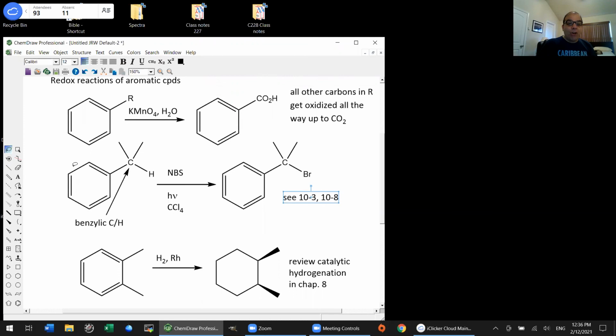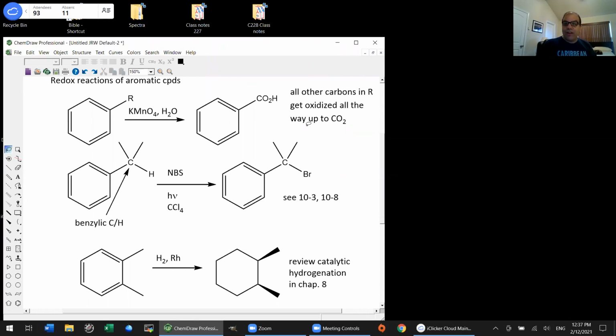But that's not a new reaction. We talked about that one back in chapter 10. So please do go back and review that. That also, by the way, counts as an oxidation reaction, because we're replacing a bond to hydrogen with a bond to an electronegative element. So anytime we replace bonds to hydrogen with bonds to halogens, oxygen, nitrogen, things like that, that will technically be an oxidation.